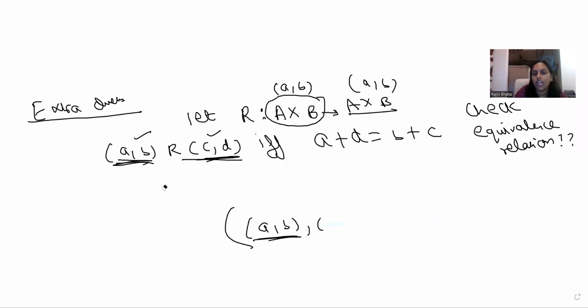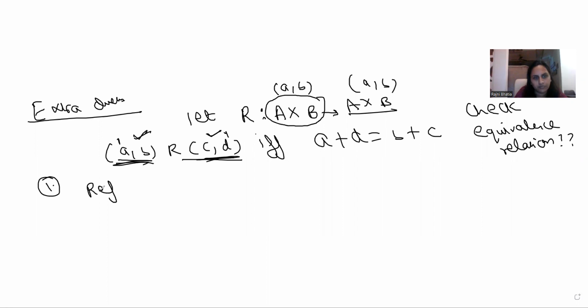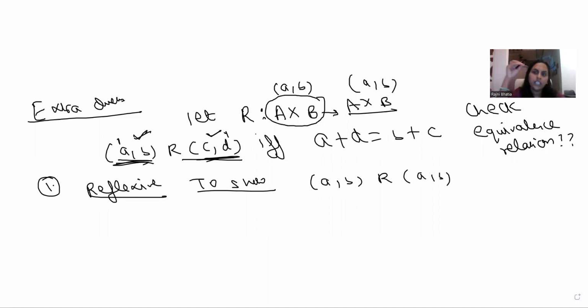Now, first of all, we'll check, and what is the relation? The relation is defined as A plus D is equal to B plus C. That means we are going to take the first element and the last element and add them, equal to adding the middle two numbers. So let's move to the reflexive part. For reflexive, what do we need to show? We need to show that (A, B) is related to (A, B). Basically, we show (X, X) belongs to R. So here X is (A, B), X is (A, B). Therefore, we need to show (A, B) is related to (A, B).